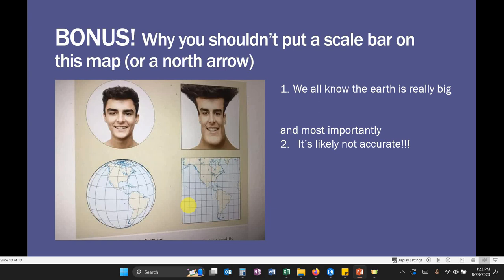It's also not necessary. We're used to seeing the globe. We know how big it is, or it's hard to conceptualize how wide North America is in our minds. We also know that North America is in the northern hemisphere. We don't need a north arrow to tell us that. So it just clutters the map. It's not important, and most importantly, it's generally not accurate.